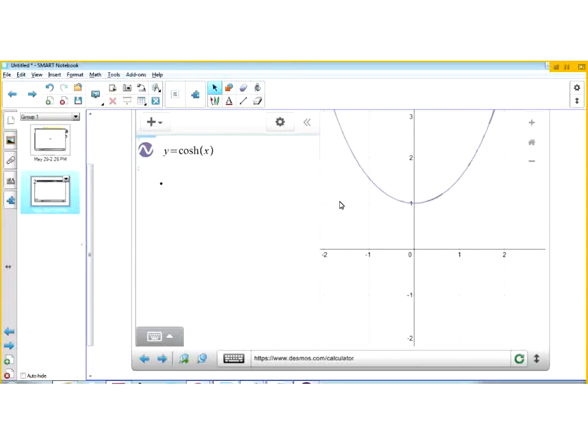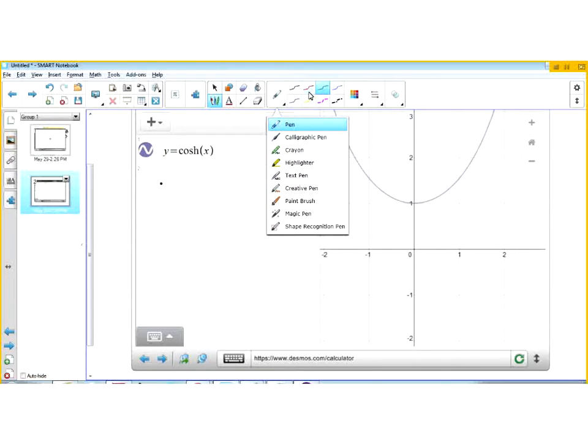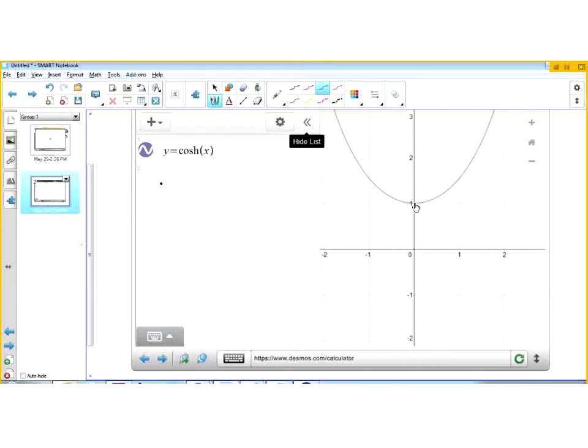Now, look at this curve. Hyperbolic cosine is always greater than 0 on its outputs. Its domain is the entire x-axis, but look at its range. The range of the hyperbolic cosine is this interval: y is always greater than or equal to 1. Okay, so here's the range, and so we have a restricted range for the hyperbolic cosine of x.